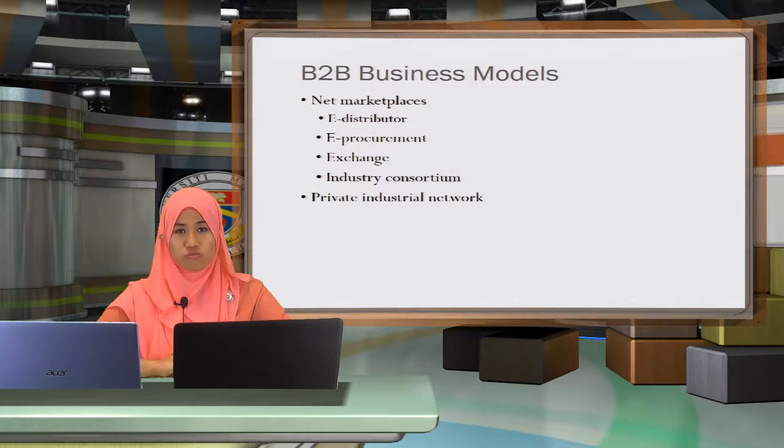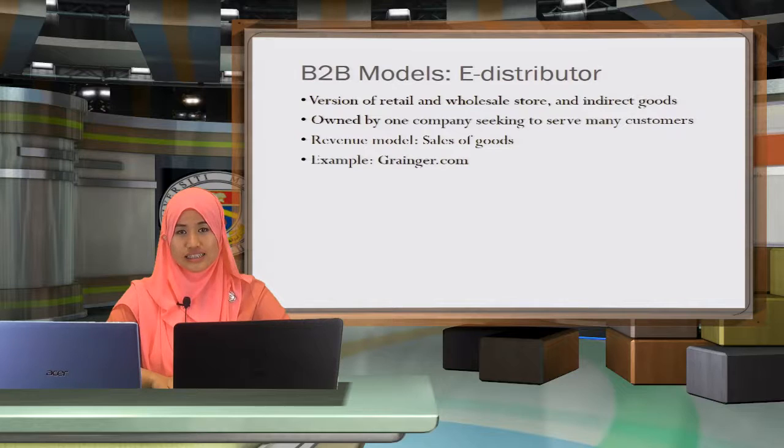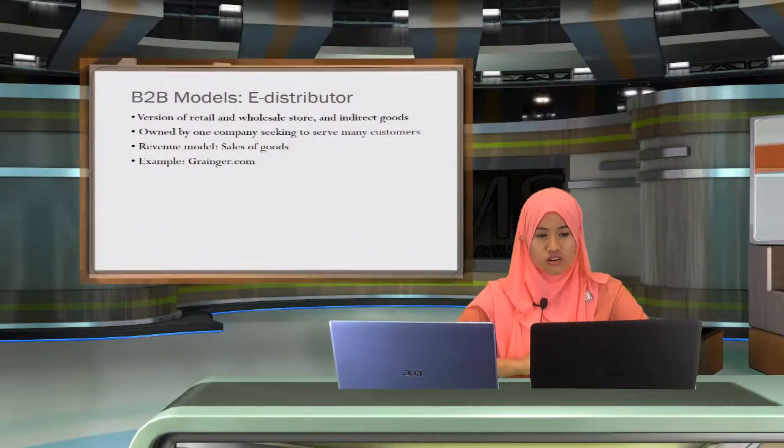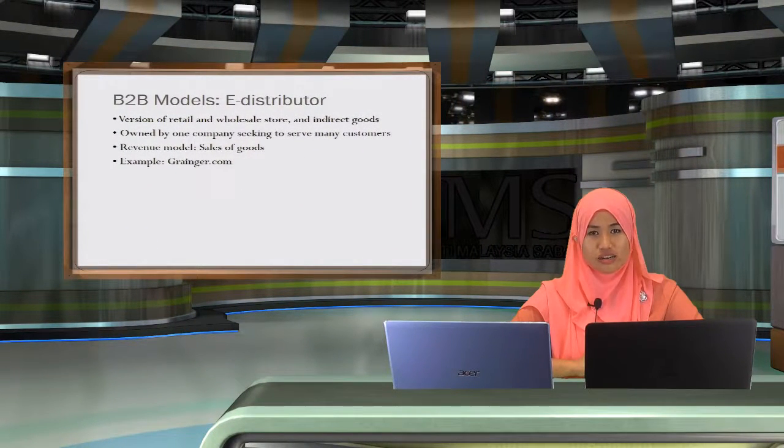Next is the B2B business model, where the net marketplace comes from the e-distributor, e-procurement, exchange, industry consortium, and also involves private industrial networks. Next is the e-distributor, a version of retail and wholesale stores and indirect goods. It is usually owned by one company seeking to serve many customers, and the revenue model is from the sales of goods. For example, Grainger.com.